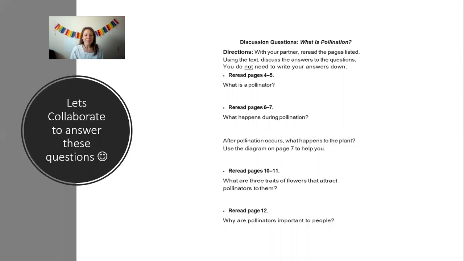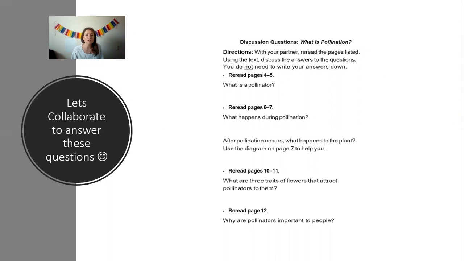All right, so now comes the part where we have to collaborate, but I'm at my house and you're at your house, so we're going to pretend to collaborate together, and I'm going to hope that you are playing along with my collaboration game. So I think for this one, it says that we have to look at different pages. Let's read the directions. It says, with your partner, that's me, reread the pages listed. Using the text, discuss and answer the questions. You do not need to write down your answers. Well, you're right, you're not going to write down your answers. Instead, you're going to type your answers to me, okay?